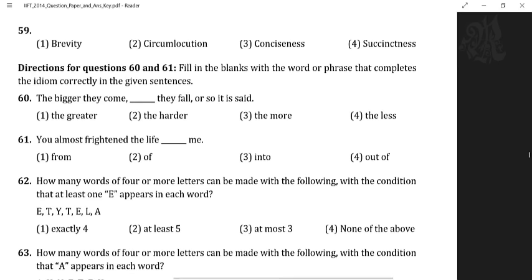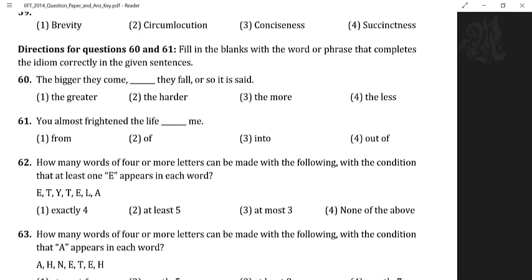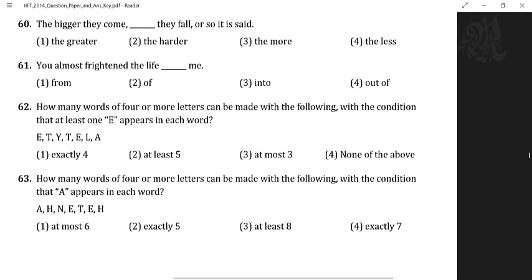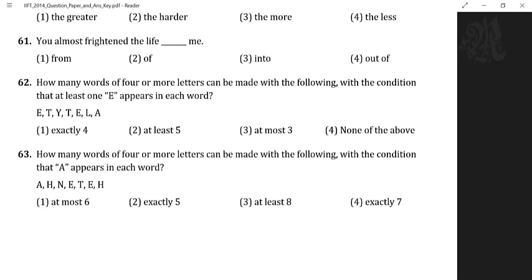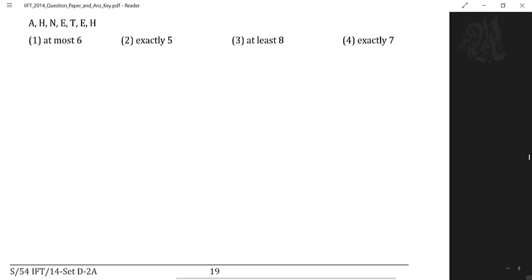The bigger they came, the harder they fall. Very nice. How many words can be formed with the condition that at least one E appears in each word? Now, for this, you need a little vocabulary in place. Four-letter words, four or more will do. So, you can go home and try.